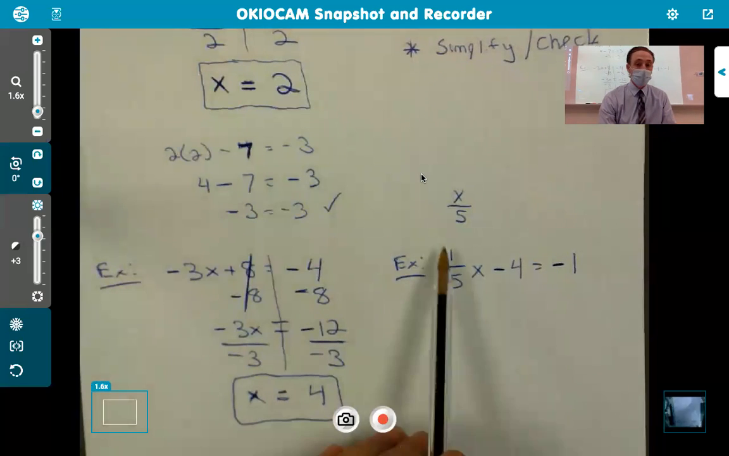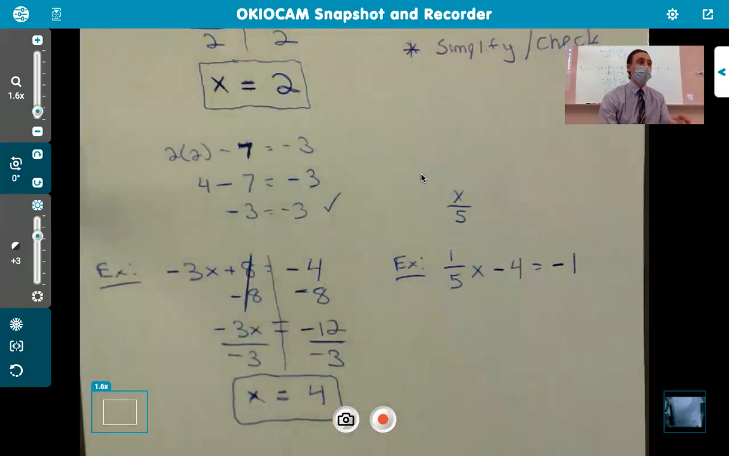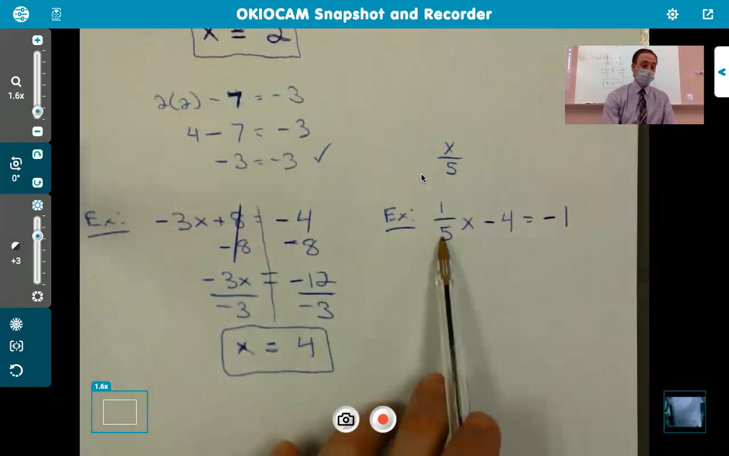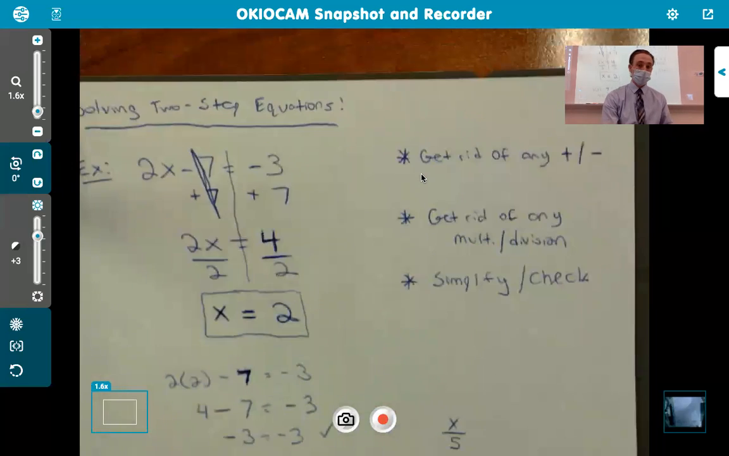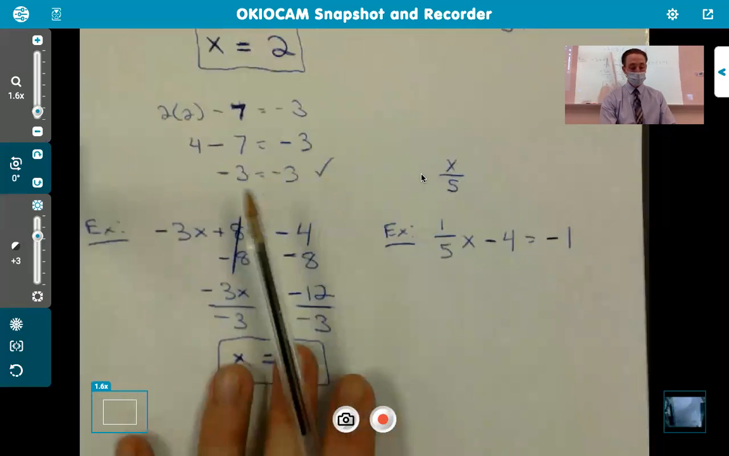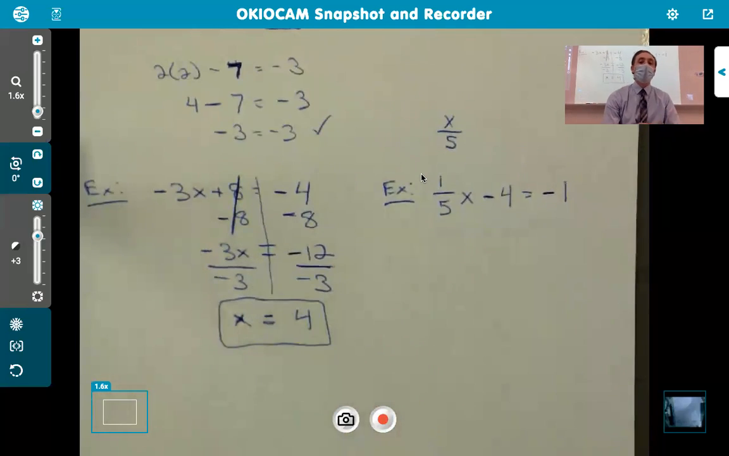It's the same thing. Okay, so I don't want us to get to the ALEKS assignment and get tripped up based off of how they rewrite certain things. So 1/5 x is the same thing as x over 5. The steps that we take are the same, right? I want to get rid of any addition, subtraction, and then multiplication and division. So with that being said, what's the first thing that I should do to solve this equation? I want to get rid of addition and subtraction first.